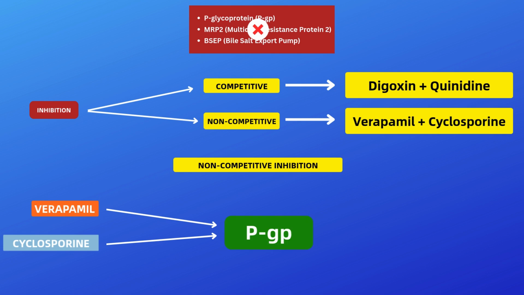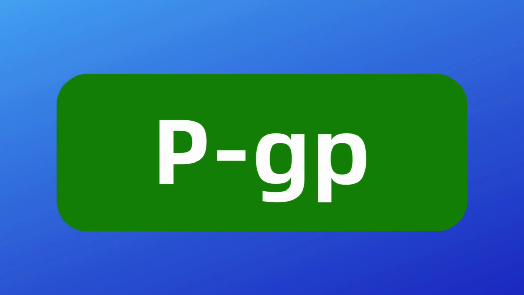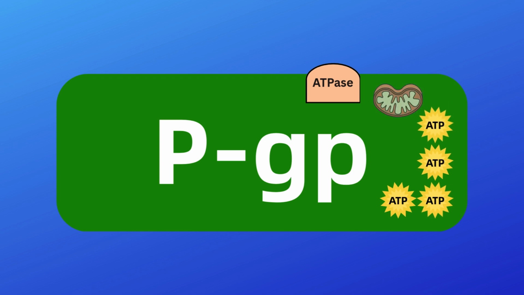Cyclosporine does not compete for the active site of P-glycoprotein, but instead it inhibits the energy system that powers this transporter, a process known as non-competitive inhibition. So let me explain this. For P-glycoprotein to push drug molecules from liver to bile, it needs energy, which it gets from an enzyme called ATPase. This enzyme generates ATP, the fuel that drives the transport process.